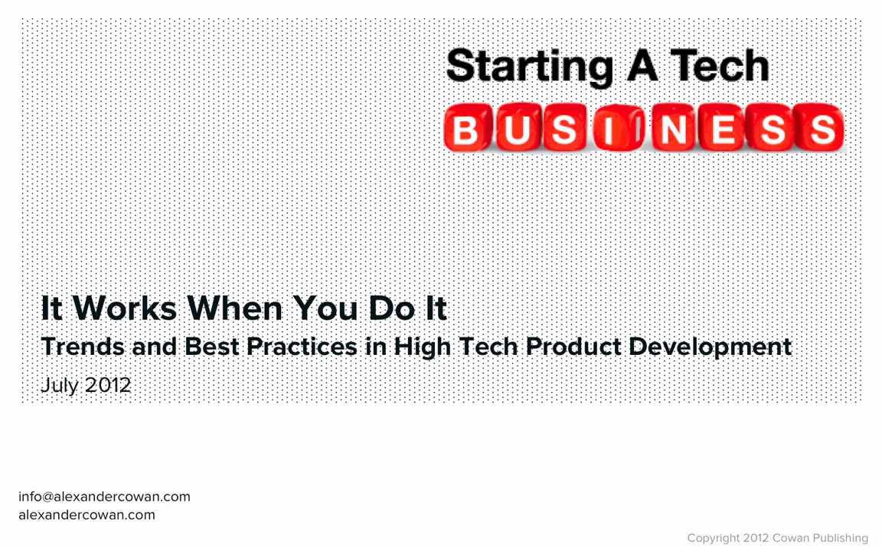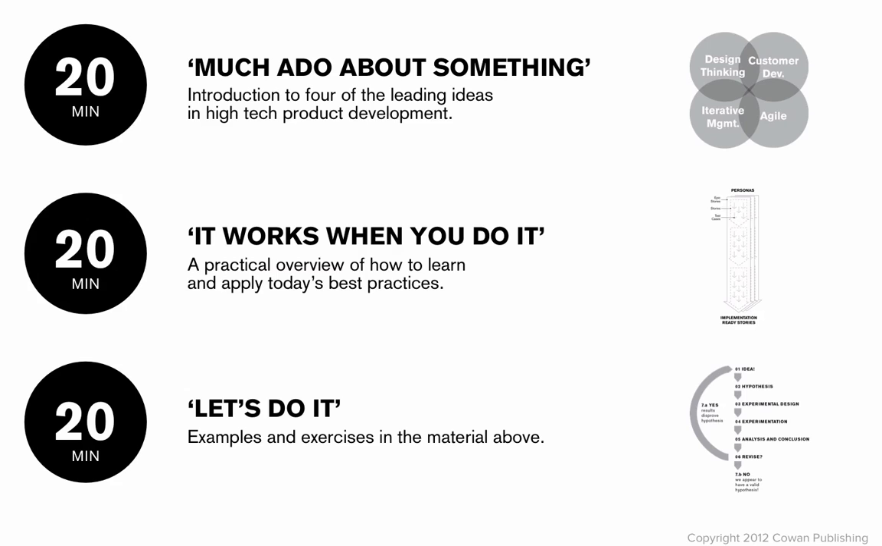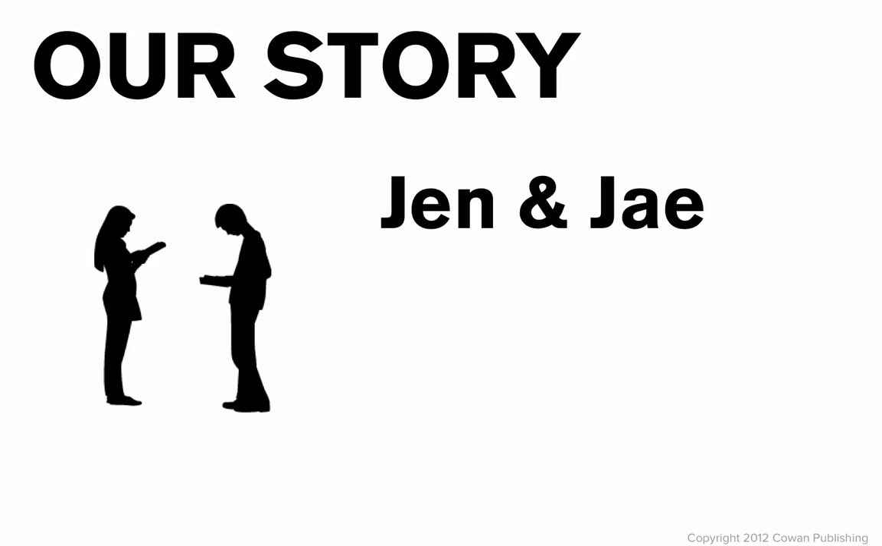Thanks for joining me. This is our second segment, It Works When You Do It. Here, we're going to talk about an example of how to apply the ideas that we covered in Much Ado About Something. We're going to do this with a story about Jen and Jay.